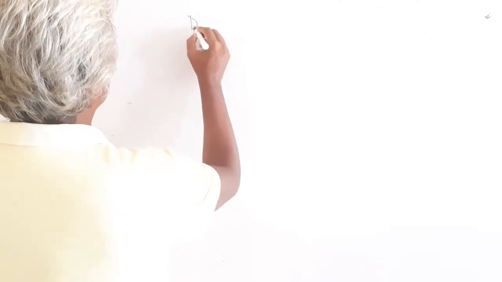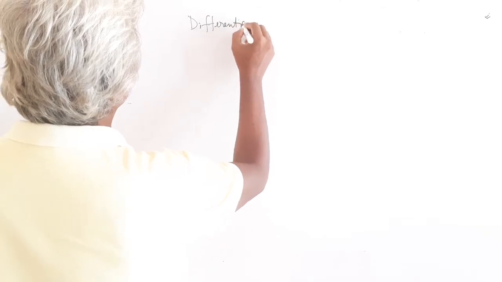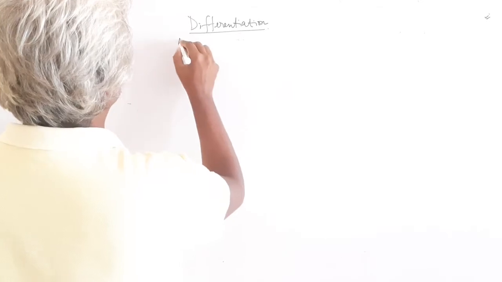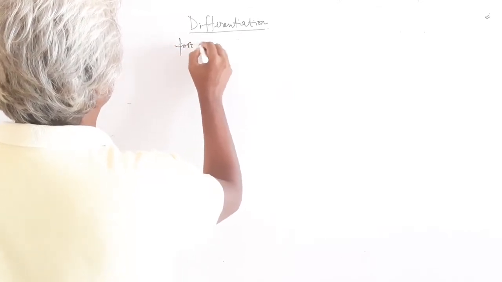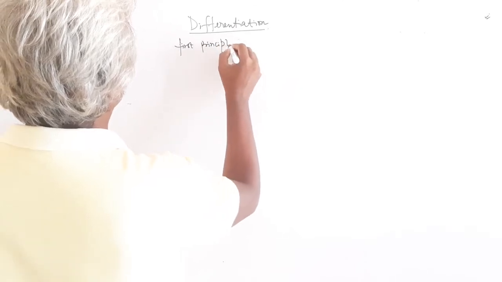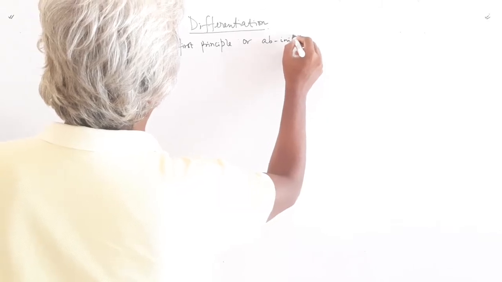Friends, in this video we are going to discuss the first principle of differentiation. This is also called the ab initio method or the first principle method. So it goes like this: differentiation using first principle, or ab initio method.